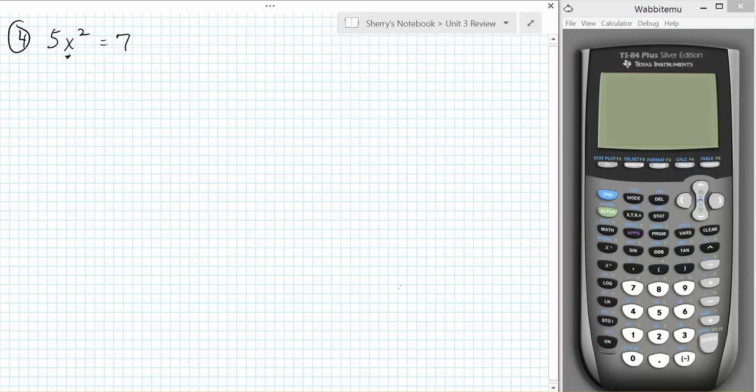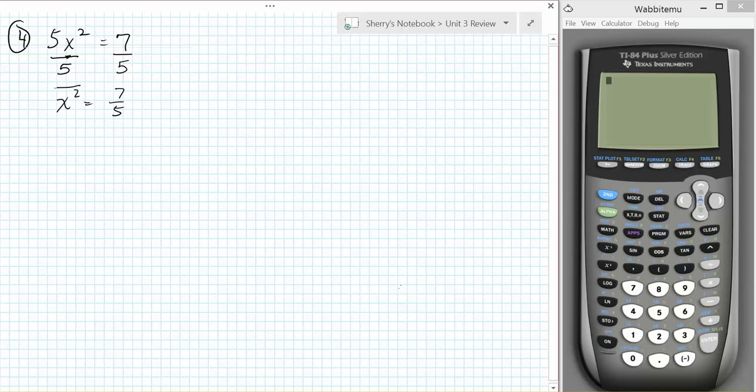Right now, to get the x by itself, notice that there's a 5 that's being multiplied and a squared. The squared is only on the x, so we need to take care of the 5 first. That's our weakest link. So I'm going to start by dividing both sides of this equation by 5. That gets me x squared equals 7/5. Now the x is almost by itself, so I'm almost done with the problem already.